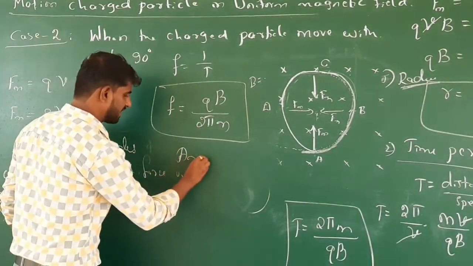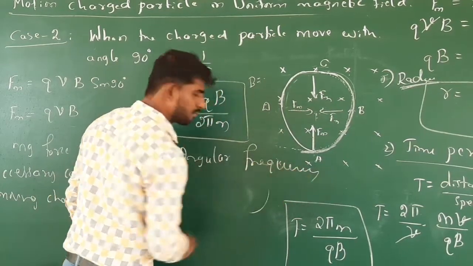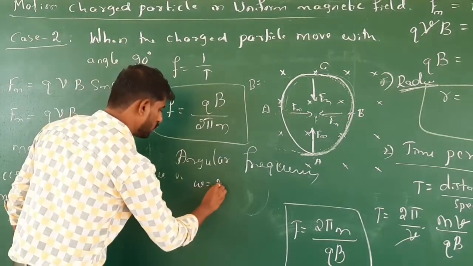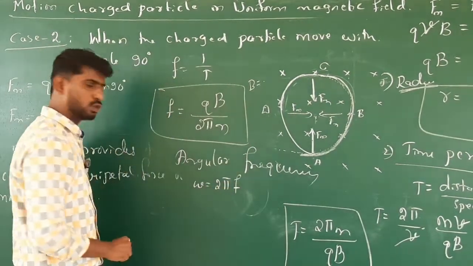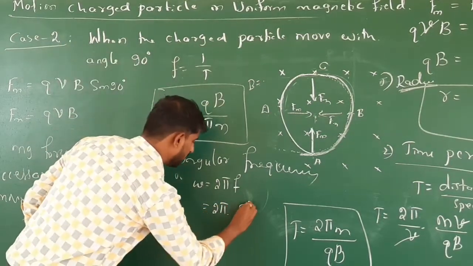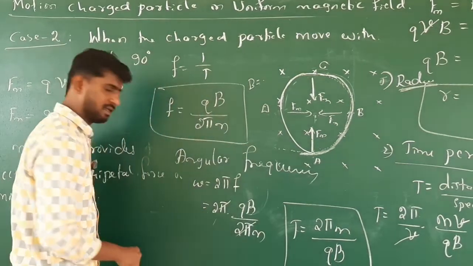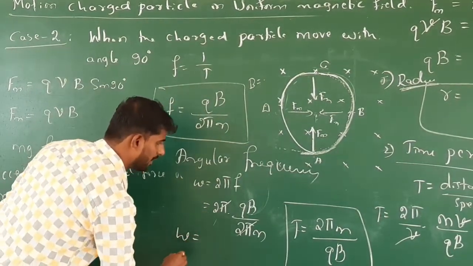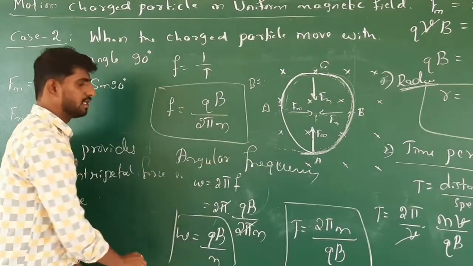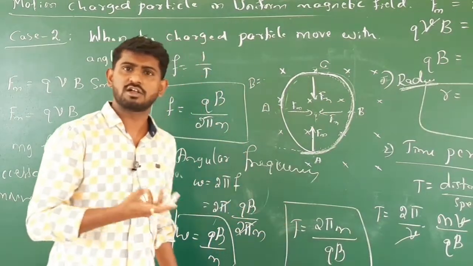And I have one more question. What is the angular frequency? The angular frequency formula will be ω is equal to 2πf. 2π as it is. We know the f value. This is qB divided by 2πm. Now 2π cancels. So omega is equal to qB divided by m. Okay, so these are very important results for the study of motion of a charged particle.